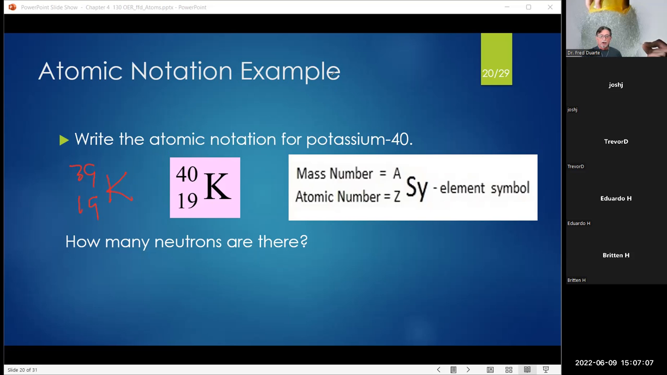The only difference between the two is simply the number of neutrons. So the next question is, how many neutrons are there for potassium-40? It's simply the 40 minus the 19, which is 21, okay? Well, what about potassium-39? How many neutrons does potassium-39 have? Can anybody tell me? Exactly, 20, just one less. So it's 39 minus 19, which is 20. So there are 20 neutrons for potassium-39 and 21 neutrons for potassium-40. Both of them are potassium, okay? They differ only in the number of neutrons, or isotopes.